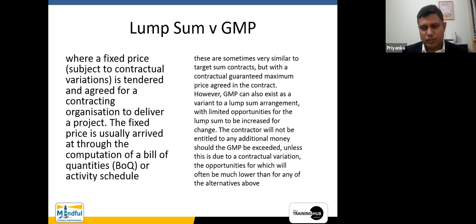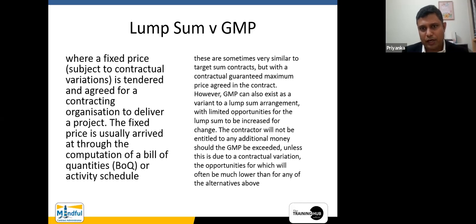Now, lump sum versus GMP. It is like this. In Sri Lanka, if you are talking about the police, there is a special unit in the police called the Special Task Force, STF. So GMP is something like STF. It is also the police, but it is a special task force.